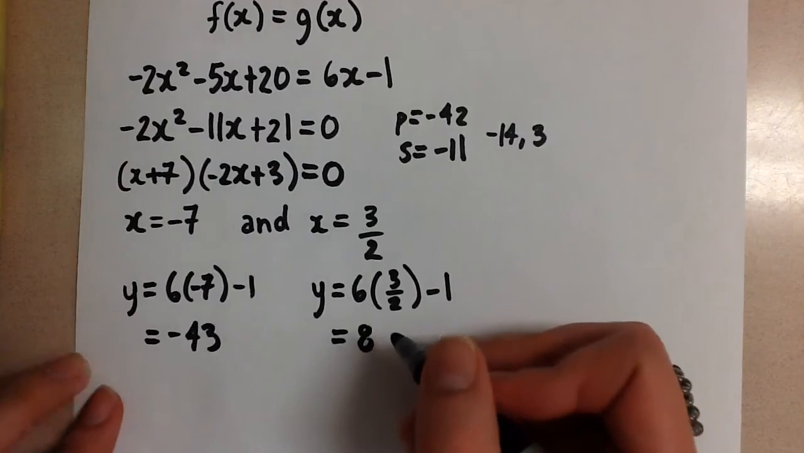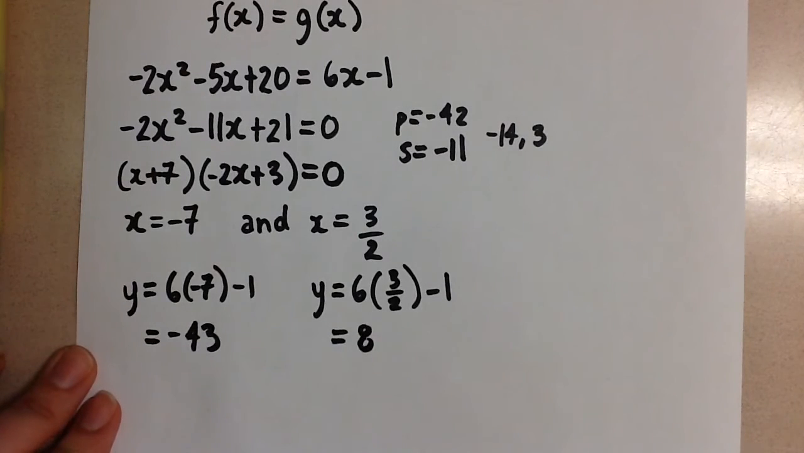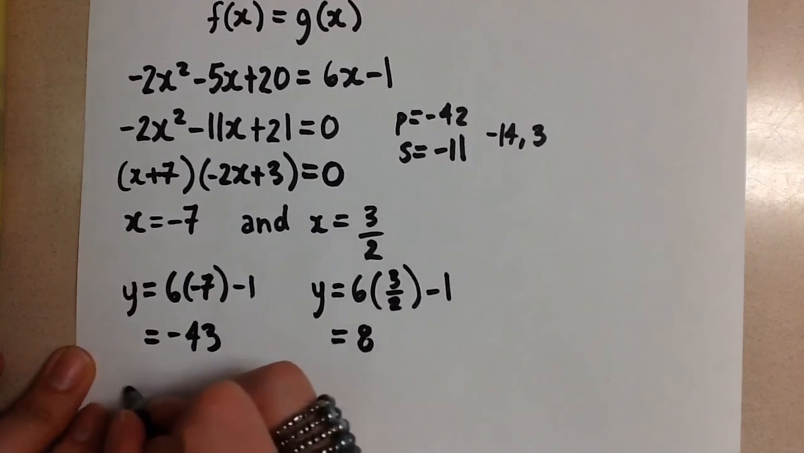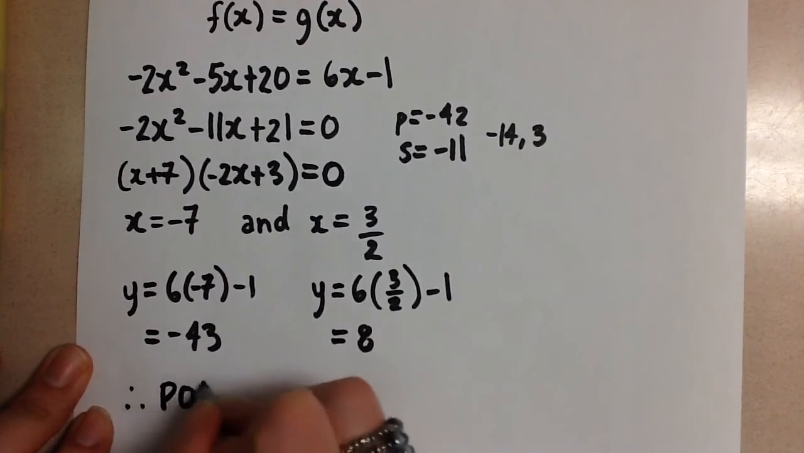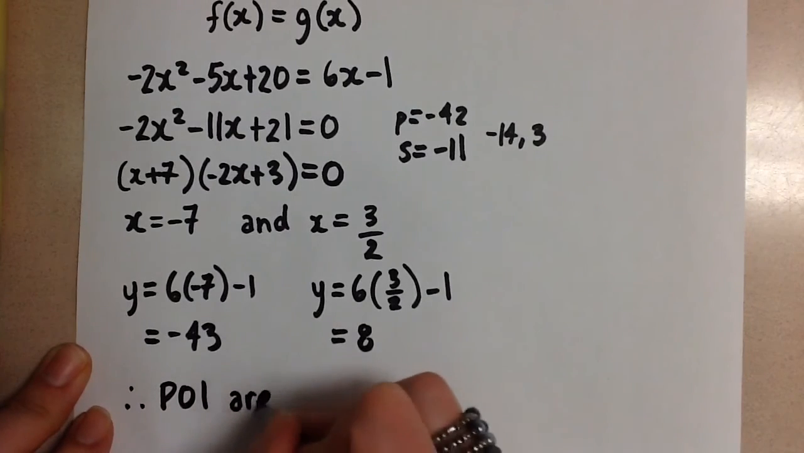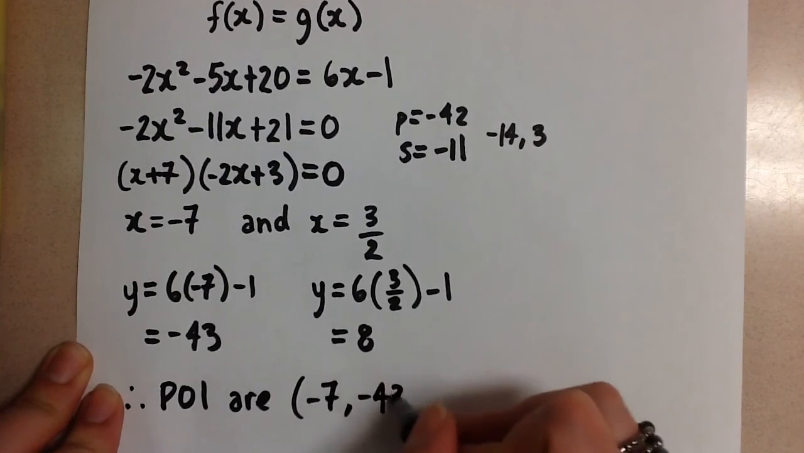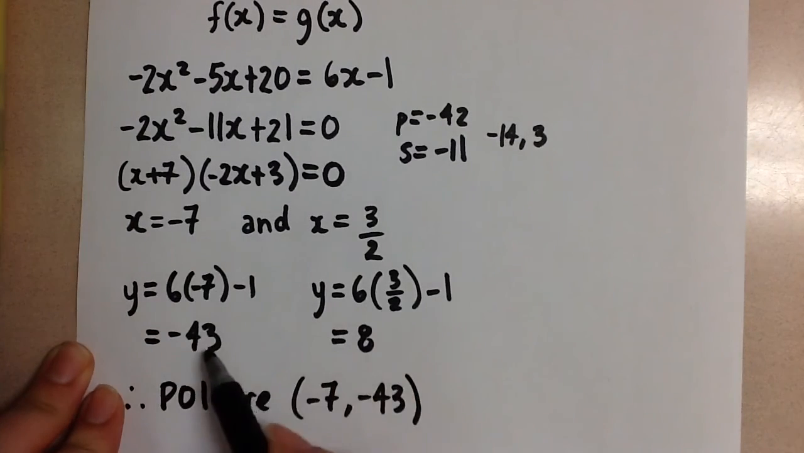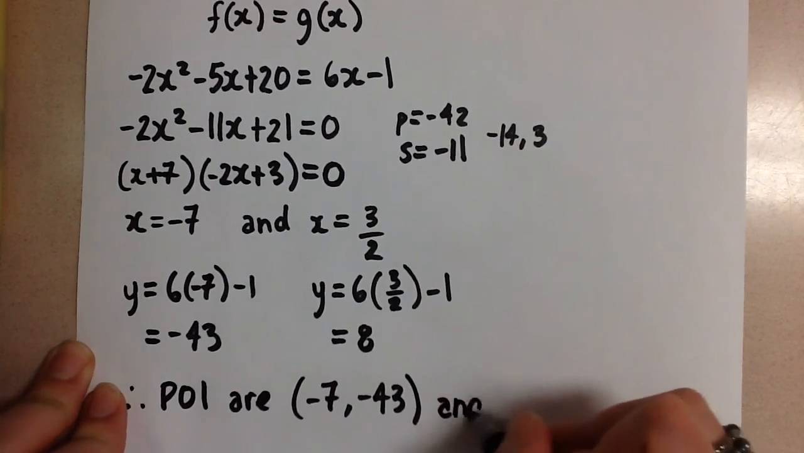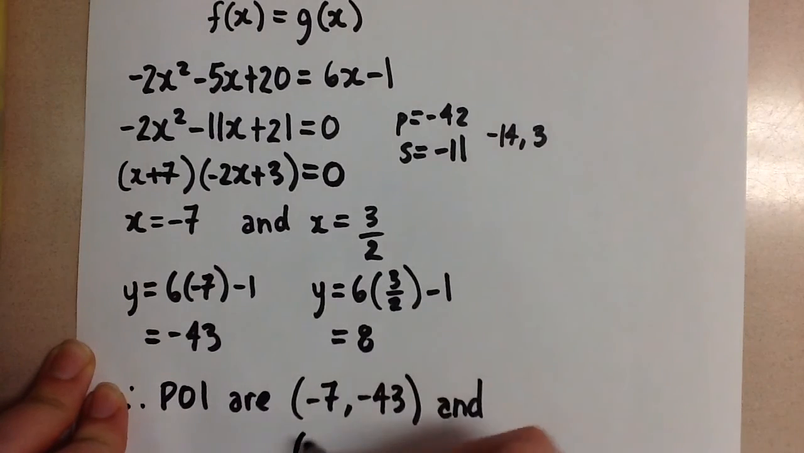and this gives us positive 8. And so the line and the parabola cross at two different points, and the first point of intersection will be negative 7, negative 43, here and here, and the second point of intersection will be 3 over 2 and 8.